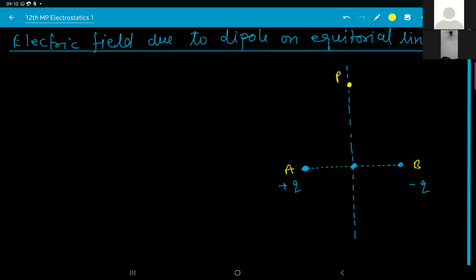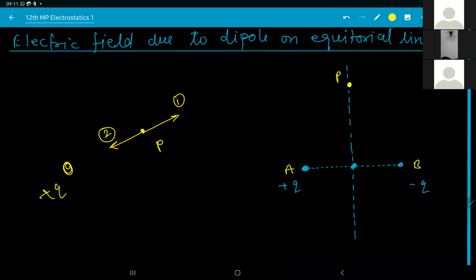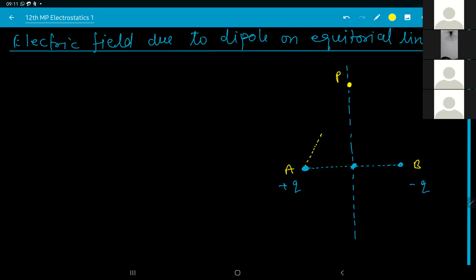Okay, so first tell me what is the direction of electric field at point P due to A. See, suppose it is positive charge and here we have a point P. So what must be the direction of electric field due to Q charge? 1 or 2, which may be correct? Sir, 1. 1 will be correct, away from the charge. Due to positive charge, electric field is always away from the charge. So what about a negative charge? Towards the charge.